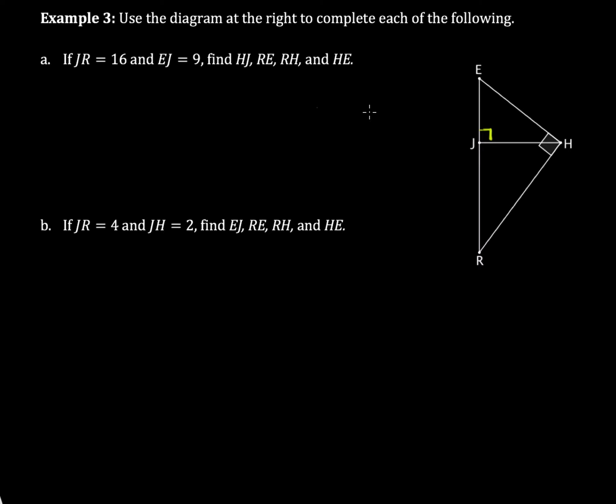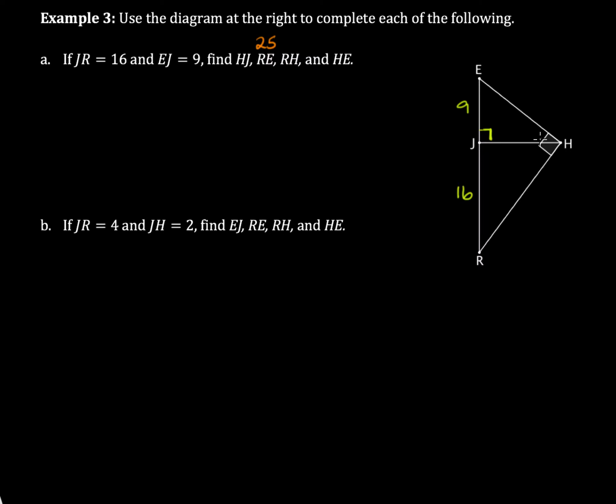In example A, JR is equal to 16 and EJ is equal to 9. Now we have to find HJ, RE, RH, and HE. Well, one of those is really easy to do right off the bat, right? RE, that one's not going to be too bad. I know that that's going to be 25 because I can just add 9 plus 16.